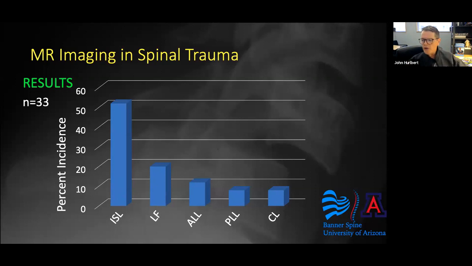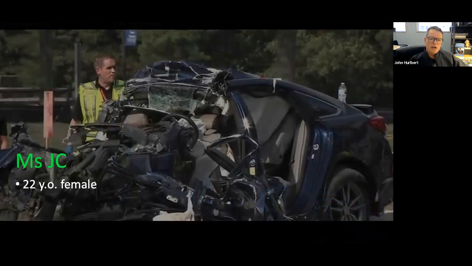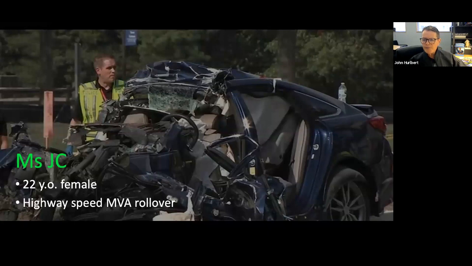But let me give you an example. This is one of the cases where the radiologist called her neck unstable. 22-year-old female involved in a motor vehicle accident. It was a highway speed rollover.